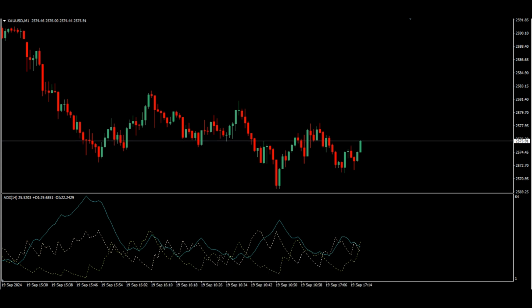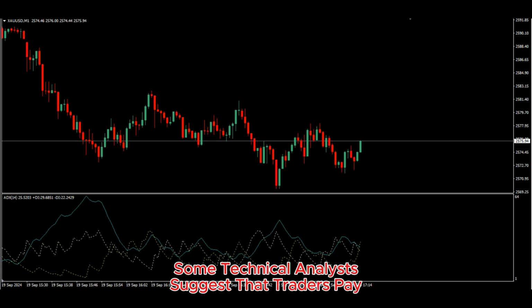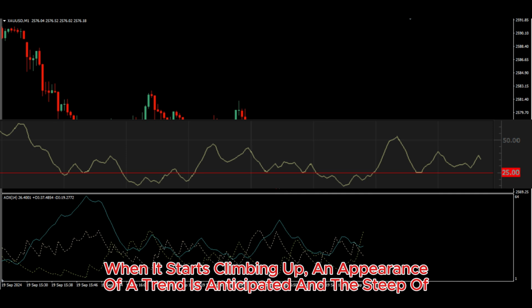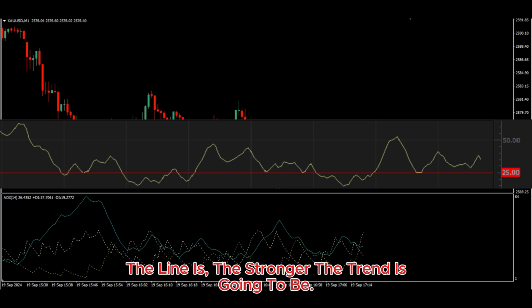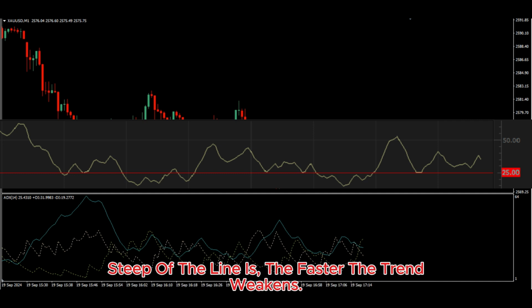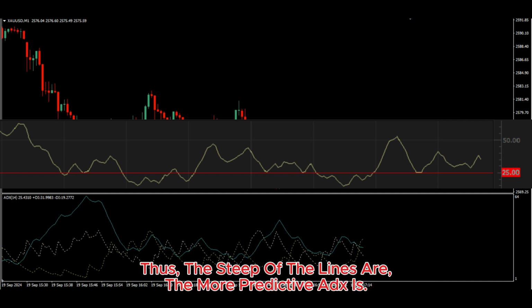Some technical analysts suggest that traders pay attention to the oscillator's line direction. When it starts climbing up, an appearance of a trend is anticipated, and the steeper the line is, the stronger the trend is going to be. When the line starts climbing down, the trend is anticipated to weaken, and the steeper the line is, the faster the trend weakens. Thus, the steeper the lines are, the more predictive ADX is.